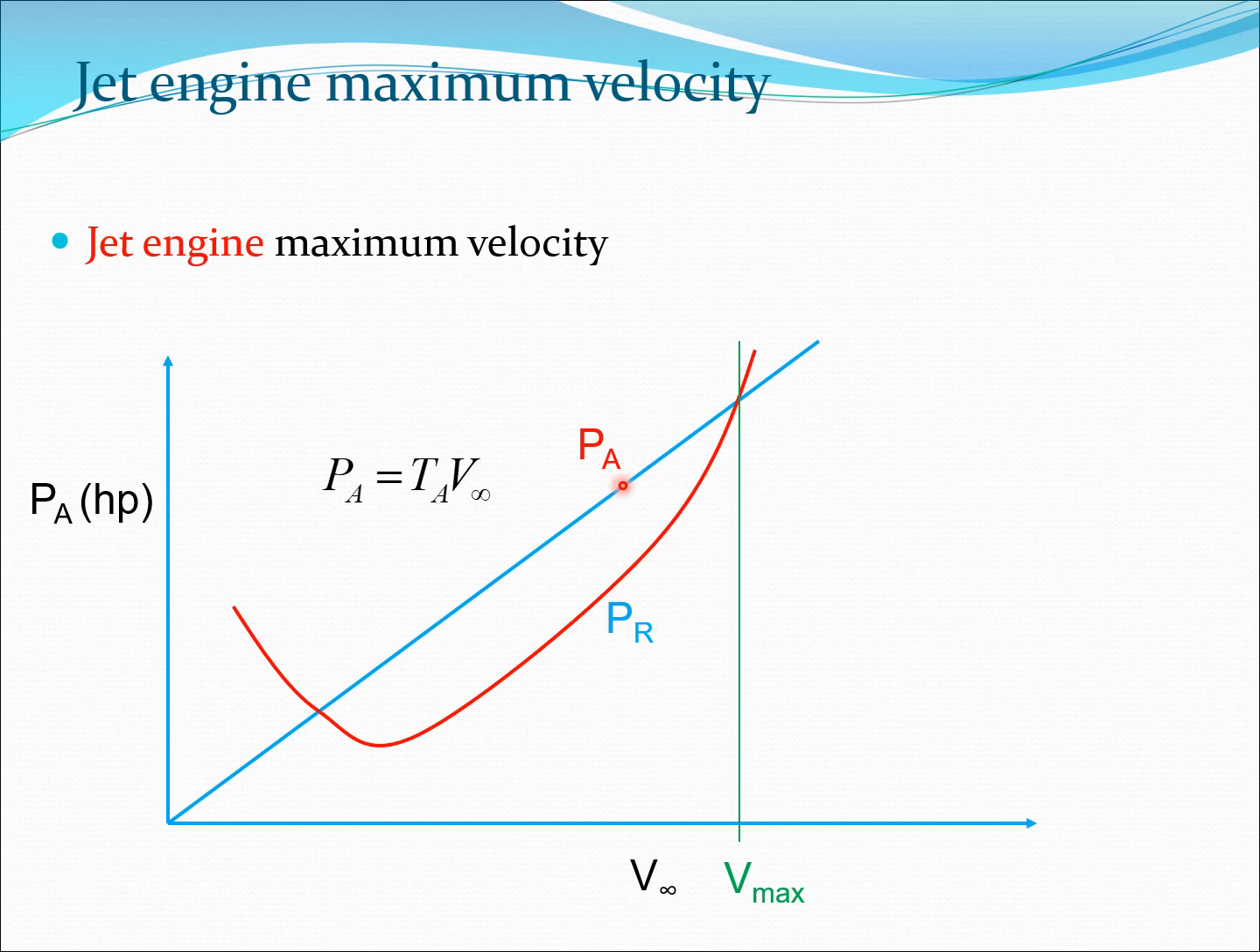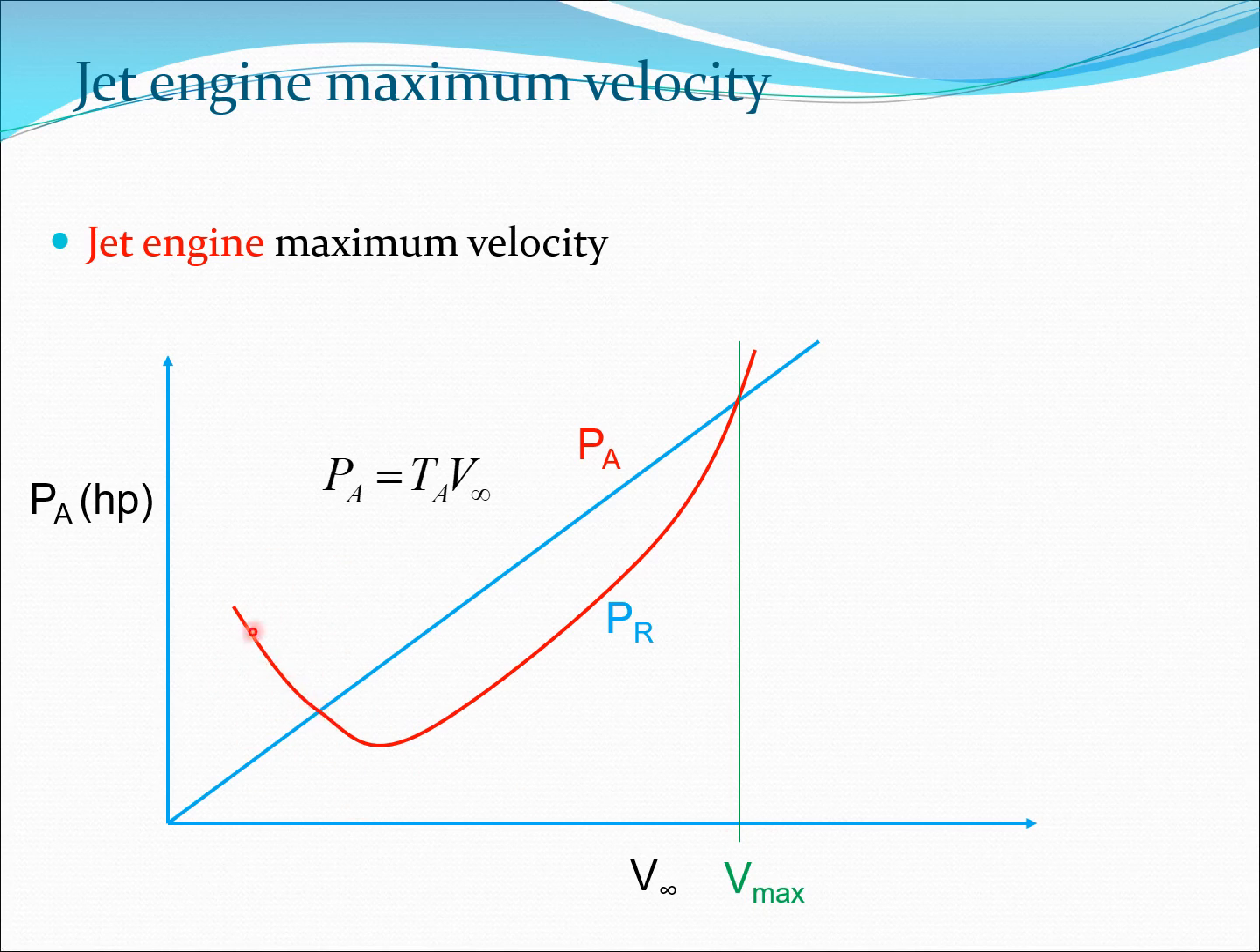If we look at a typical jet engine, the straight line, which is the available power, would intersect with the power required curve at 2 points, and the point here, in the high speed region, would correspond to Vmax. That's something to keep in mind. Of course, in the lower speed region, this is one possibility here.